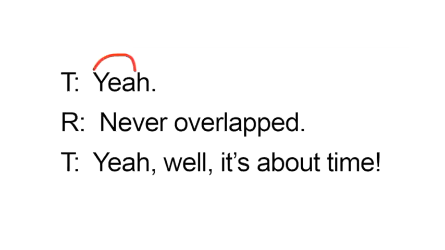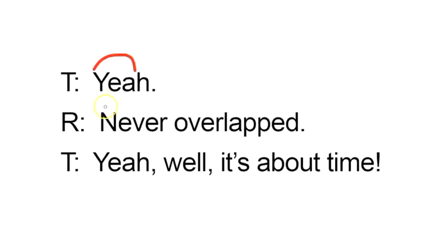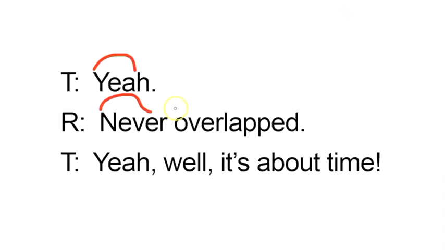Never overlapped. Can you tell which is the stressed syllable in never? Which is longer? Never overlapped. It's the first syllable. Never. What about in the next word? Never overlapped. Again, it's the first syllable. Overlapped. Never overlapped.